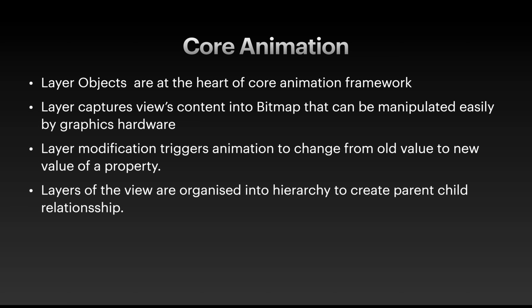So the layers of a view are organized into a hierarchy to create parent-child relationships. Every view is associated with one layer by default, but we can define a set of layers. To appear in different colors and different shapes on the screen, we can make use of a set of layers. Those layers have parent-child relationships, and we can define constraints on them. We can lay down those layers on the view to reflect different colors and different animations on the screen.